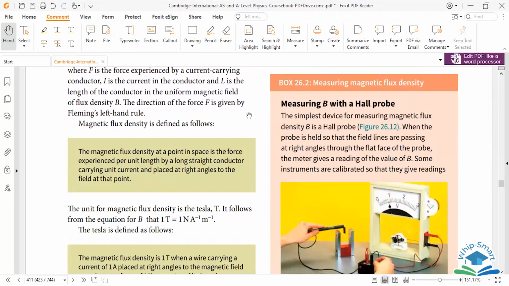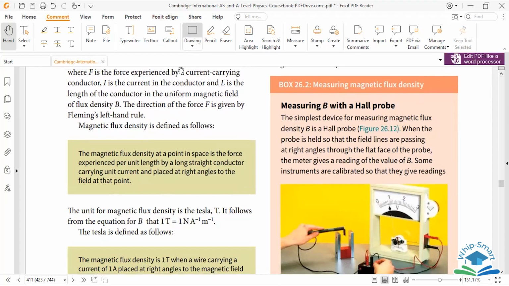Magnetic flux density is defined as follows. Magnetic flux density at a point in space is the force experienced per unit length by a long straight conductor carrying unit current and placed at right angle to the field at that point. So we can write F is equal to ILB, and B is equal to F upon IL.